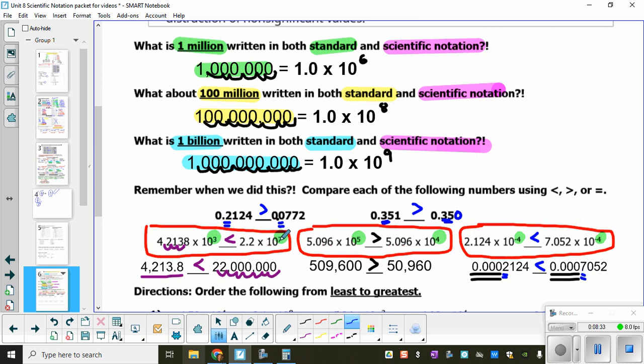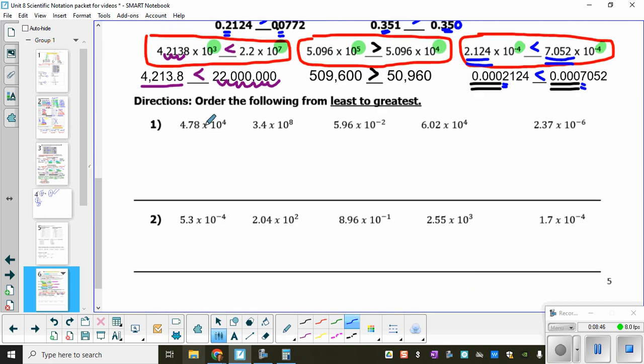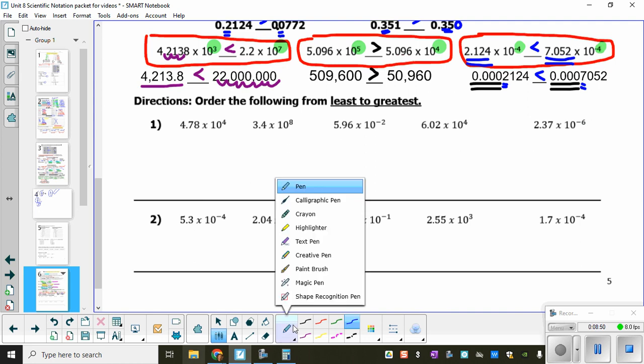So you can use the exponents as a shortcut, but if the exponents are tied, then you have to use this number over here to see which one's bigger or smaller. Okay? All right, so let's practice. We're going to practice ordering now. We've got 1, 2, 3, 4, 5 numbers, and we're just going to order them from least to greatest.